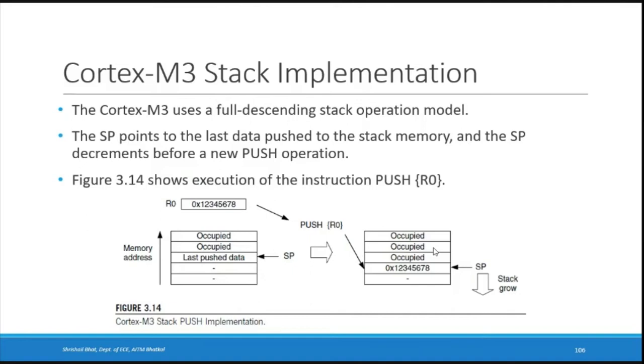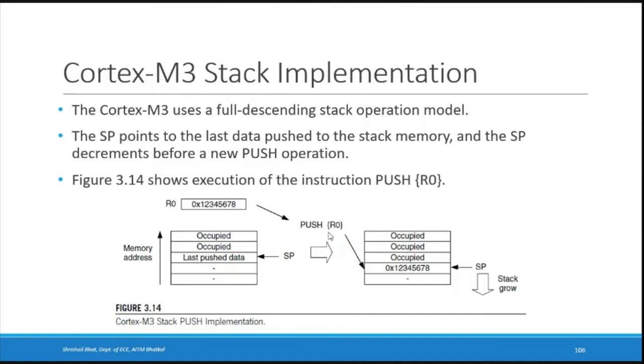Whenever you push something into the stack, the contents of the stack pointer is decremented by 4, because each data will be 32 bit wide, and each location is 8 bit wide, so it will take four locations for 32-bit data. So whenever you push something onto the stack, the contents of the stack pointer is decremented by 4, and when you pop, the contents of the stack pointer is incremented by 4. That means the newer content, when you push into the stack, will be stored at a lower address, right?